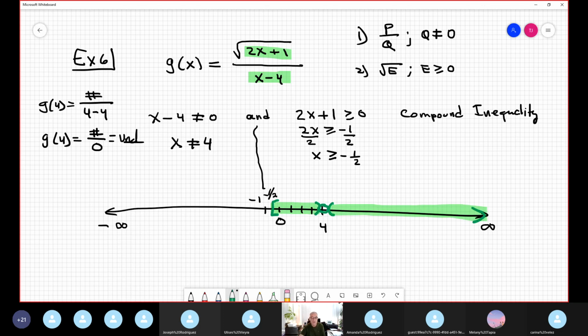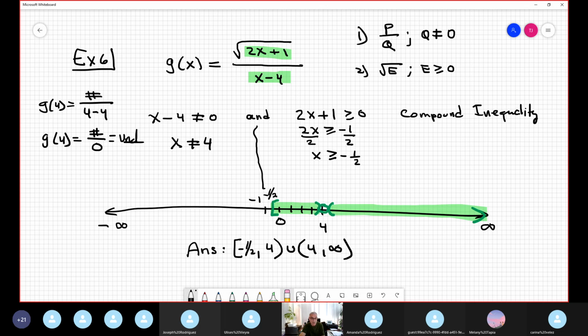Okay. What is my final answer? Well, my final answer is expressed in two pieces. The first piece is negative 1/2 to 4, parentheses, union, 4 to infinity, end of story.